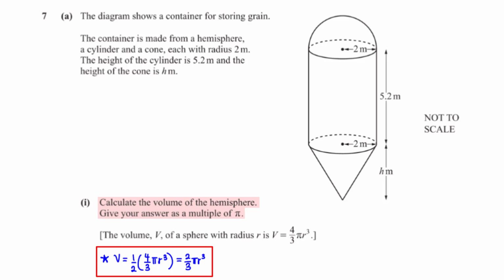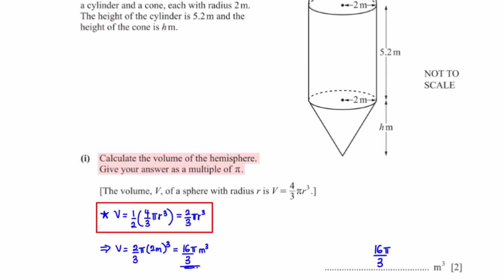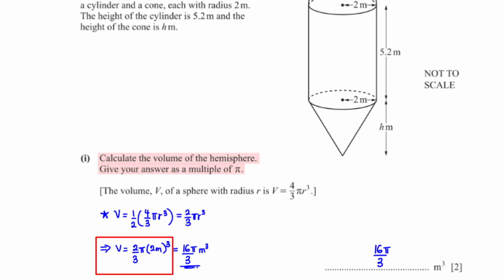The volume of a hemisphere is half the volume of a sphere, so we have 2 over 3 pi r cubed. The radius r of the hemisphere is 2 meters. When we type this into the calculator, we get 16 pi over 3 meters cubed.